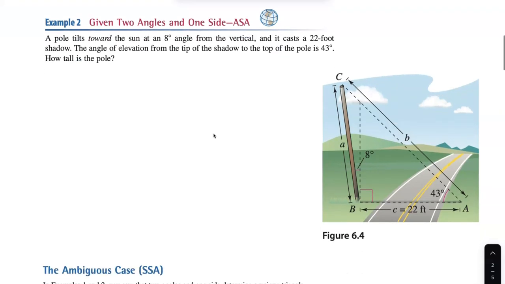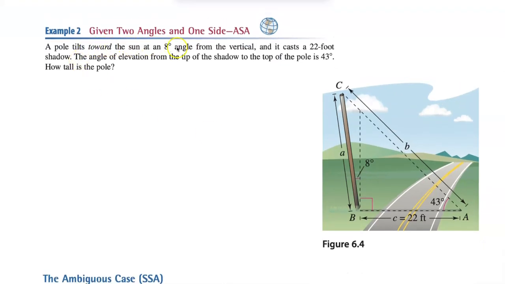So next one, now we can do an application problem. A pole tilts towards the sun at an 8-degree angle, so it shows right there, from the vertical, and it casts a 22-foot shadow. So that's my 22-foot shadow. The angle of elevation from the tip of the pole is 43. How tall is the pole? Okay, so the key here is this angle there, from here to here, is 90 plus 8, so 98.